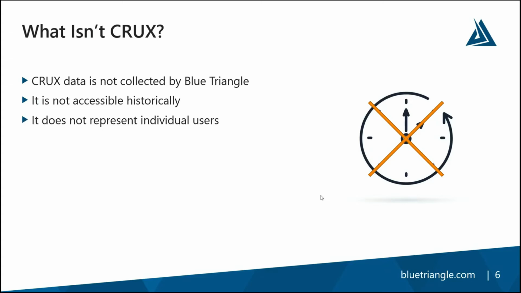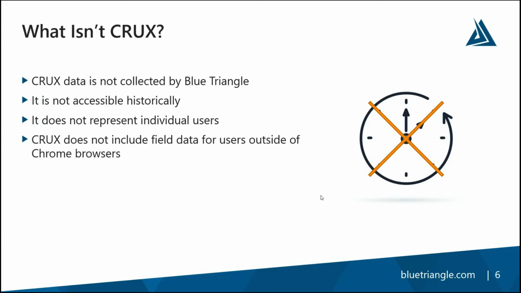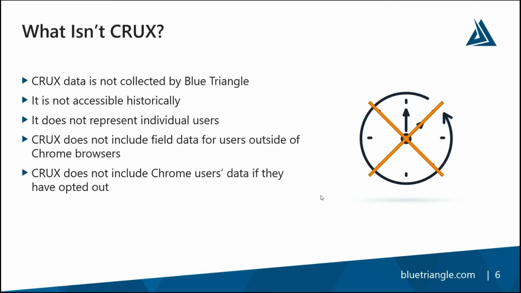It also doesn't represent individual users. A CRUX data point is not going to be representative of a single user in a Chrome browser, and it does not include field data for users outside of Chrome browsers. What does this mean? Field data is essentially Google's term for data that is collected in an organic way with real user traffic. The other important part of this, though, is that it's not only just field data in a Chrome browser, it's also field data in a Chrome browser where the Chrome user hasn't opted out of data collection.